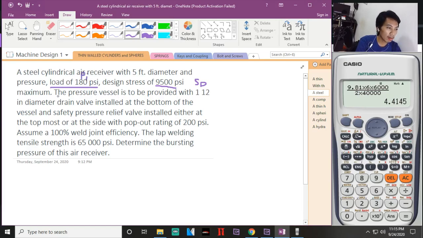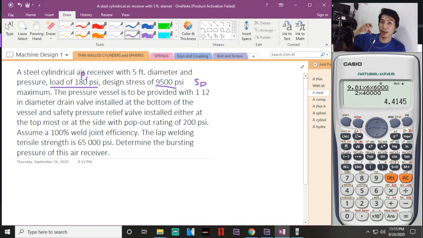Okay? The pressure vessel is to be provided with 1.2 inches diameter drain valve installed at the bottom of the vessel and the safety pressure relief valve. Okay? Yung safety pressure relief valve, ibig sabihin kapag lalapit na siya sa critical pressure, magbubukas yung relief valve para bawasan yung pressure ng iyong cylinder. Kung may nakikita kayo sa mga air receiver, sino meron mga compressor sa inyo, yung nandun sa puwitan na parang nozzle, parang pag pinindot mo, sisingaw. Pasingawan ang tawag nila. Pressure relief valve.